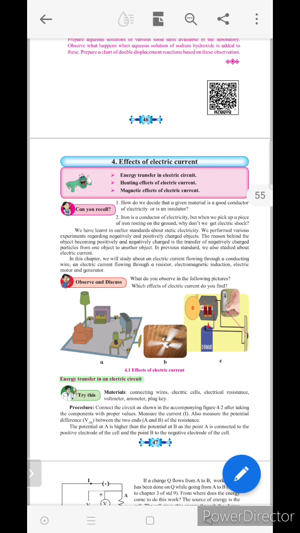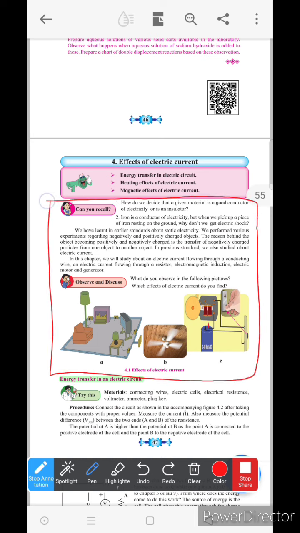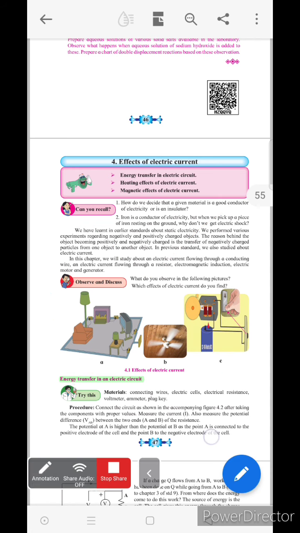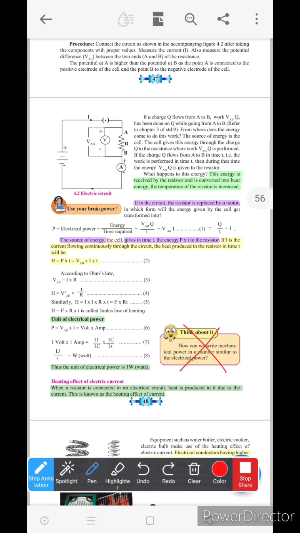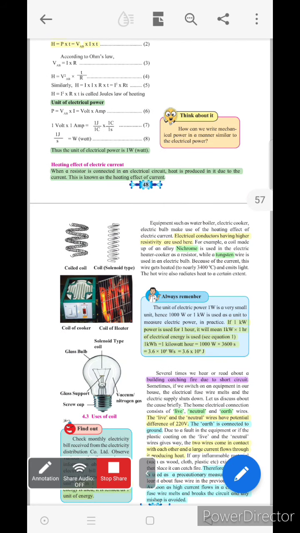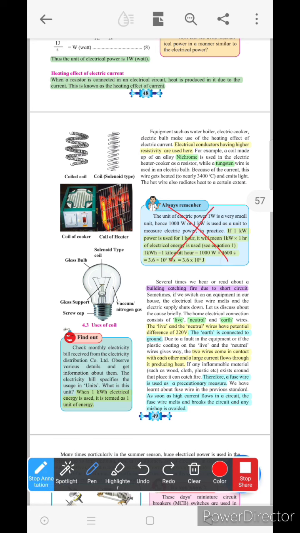And here the first topic, that is can you recall? Till this, the total topic is removed. Enough for this page, page number 48. On page number 48, the yellow color box, think about it. That topic is removed. Next page, page number 49, the blue color box and the green color box, both the boxes are removed.